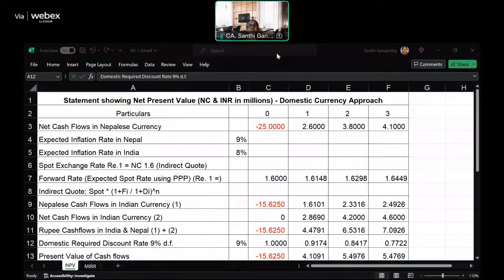So here 0, 1, 2, 3. Now we know that there are two approaches to do this. I'm following the domestic currency approach, therefore domestic currency approach. Statement showing net present value, Nepalese currencies as well as Indian rupees. In problems, if the figures are given, say in millions, in crores, and lakhs, you also can take it that way.